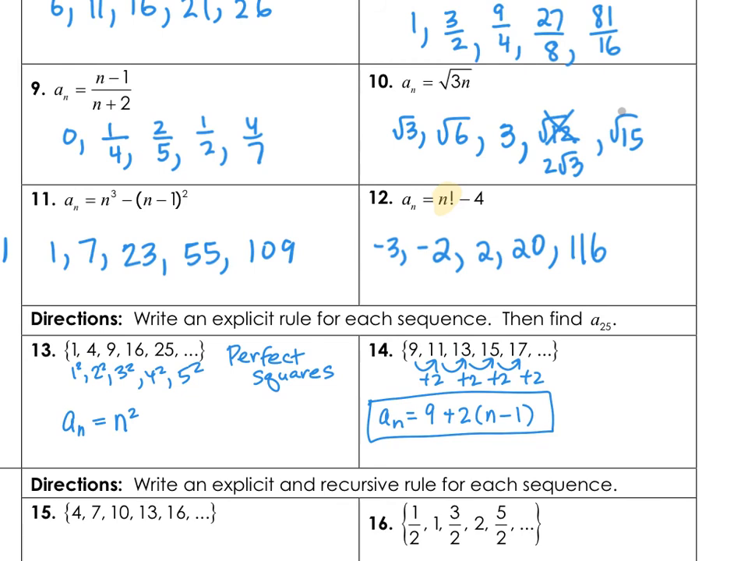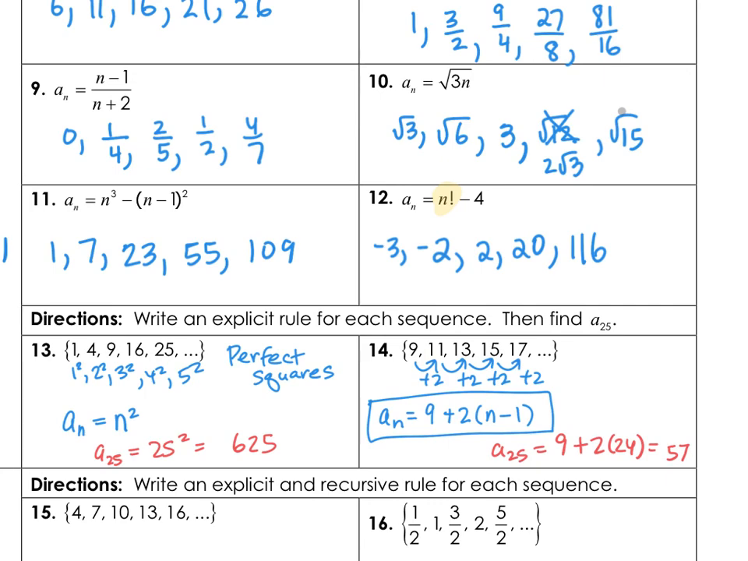Okay, so now they want us to find the 25th one. To find the 25th one, here I would just say 25 squared, and that's 625. On this one, the 25th one, well, we have 9, and then we had to add 2 24 times, and of course I'm just going to plug that in my calculator and see what we get, and I believe it is 57. So once you learn that, it's so much faster than using that recursive formula.